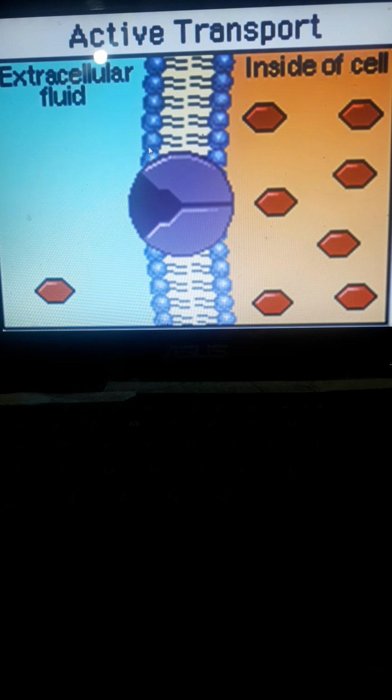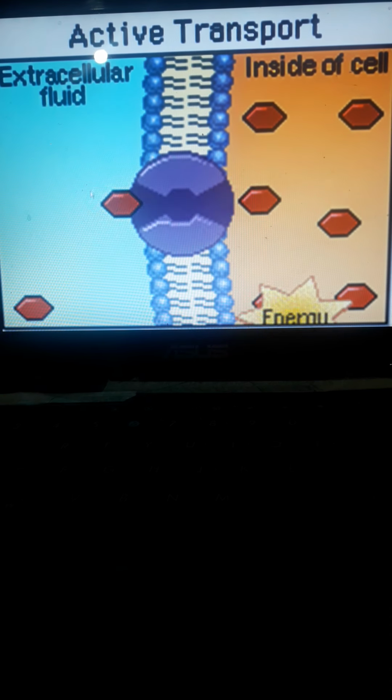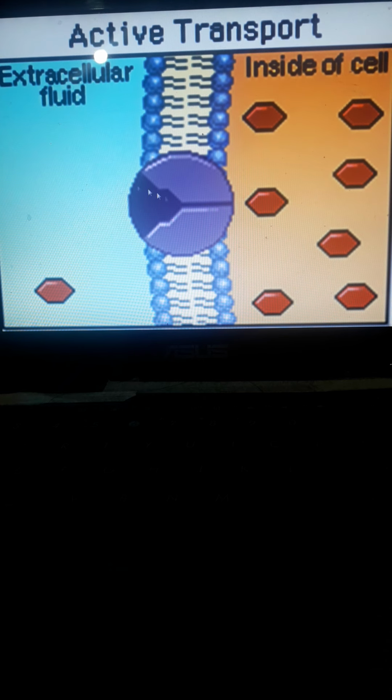Try to look at the animation of the active transport. So we have an energy supply to the carrier, and these are examples of the particles that are being carried inside the cells. Okay, so that is active transport wherein energy is being supplied in the form of ATP.